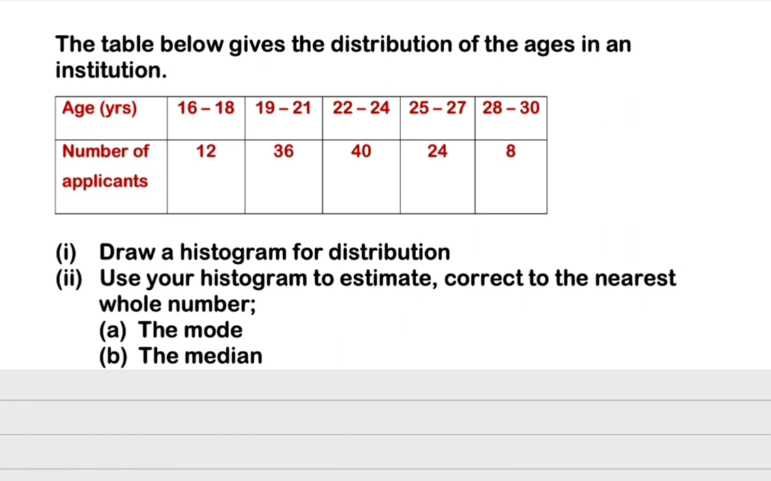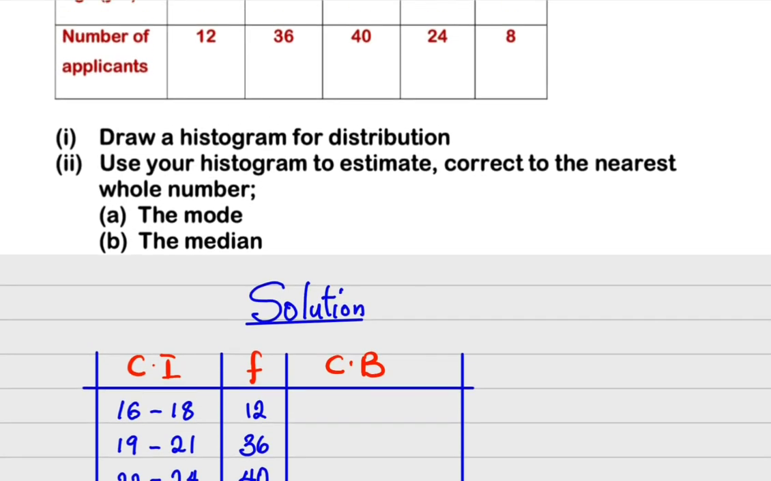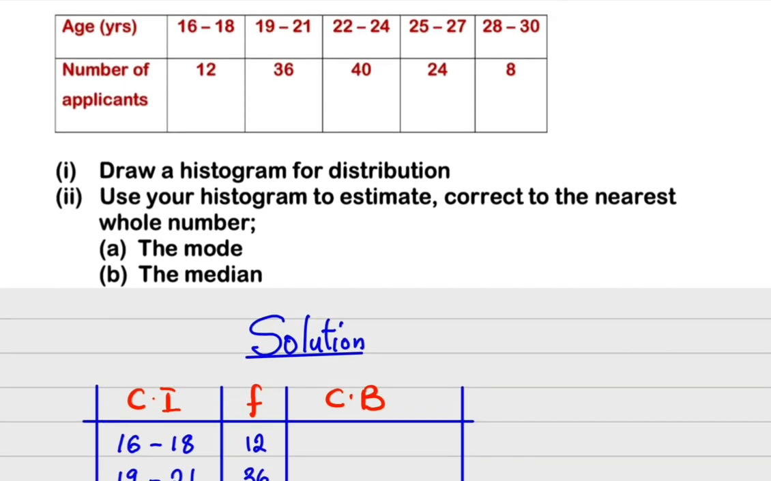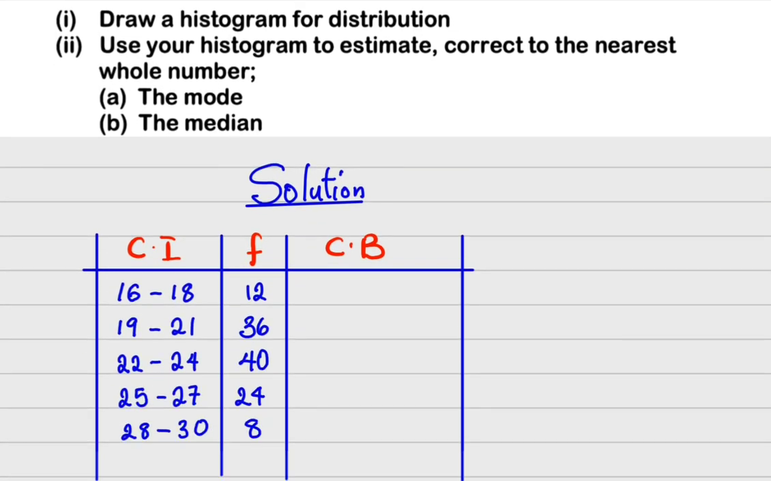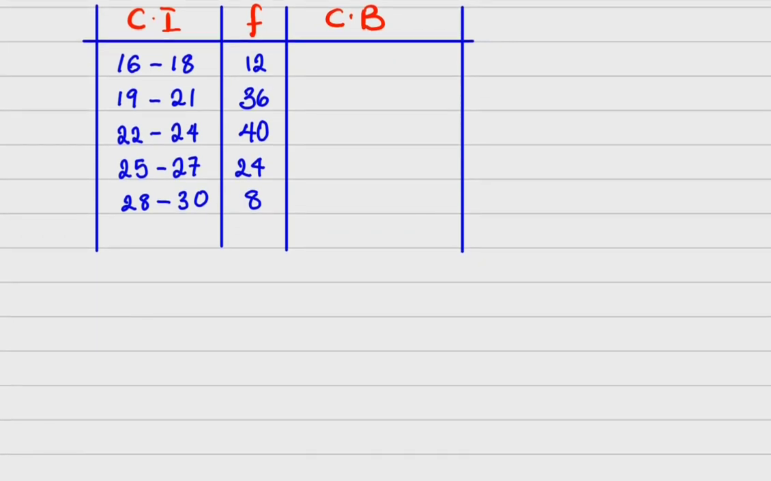So let's start with the table. Now this is the table. You can see on the table I have CI, which stands for class interval. We got it from the question, so we don't have a problem with that. Then of course the frequencies, we can see the frequency on the table. So that is exactly what I have as my table.